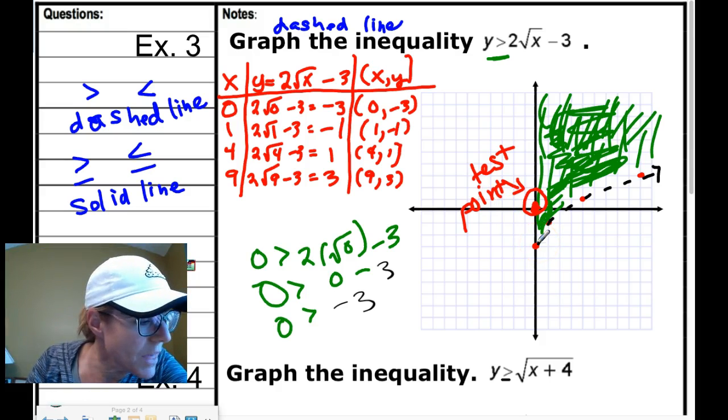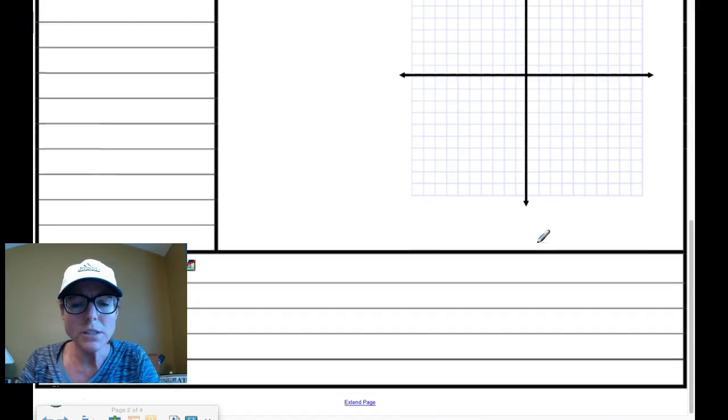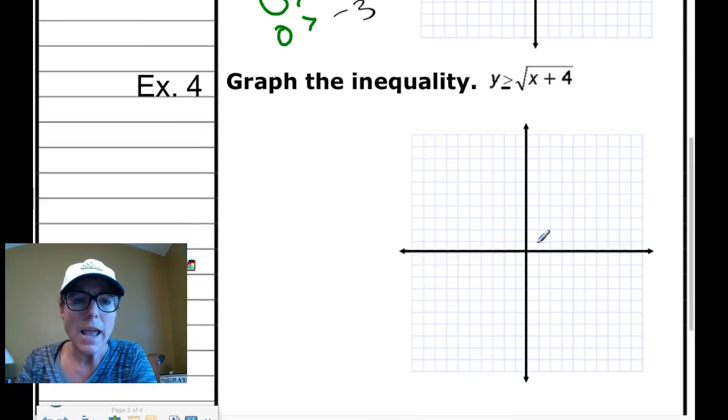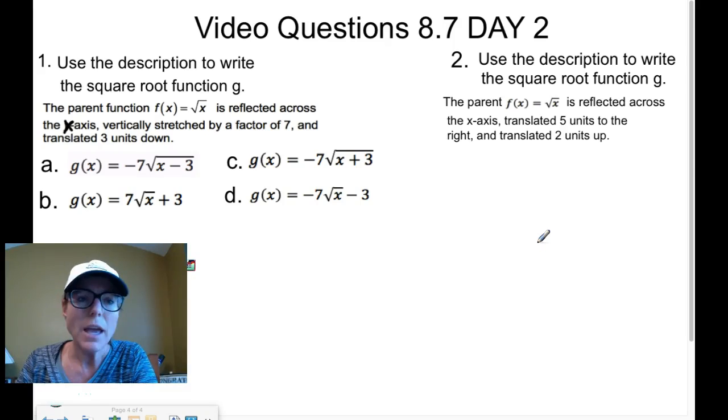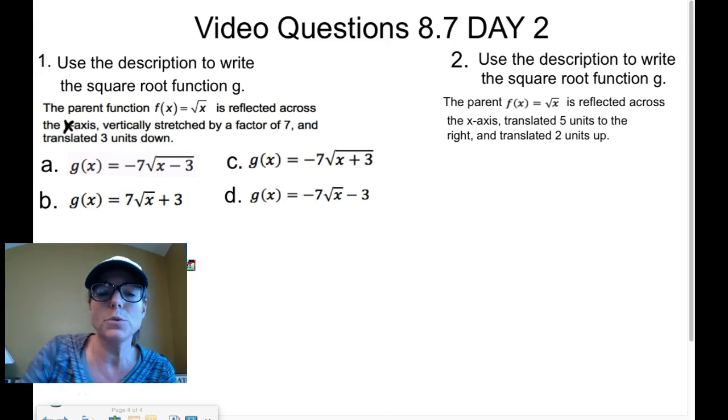Let's see, I think that is it on this one. We did a test point. So let's go down to example 4. We're going to save example 4 for class, and we're going to save example 5, and we're going to go right to the video questions. So here they are. Use the description to write the square root function g. You can do that. And example 2 is the same thing.